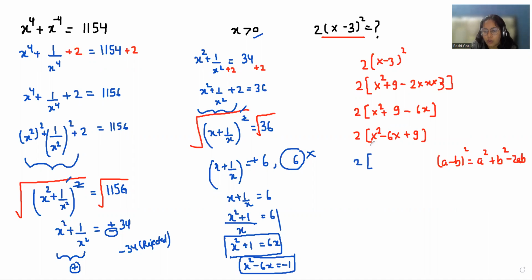And the value of x^2 - 6x is minus 1. So minus 1 plus 9 is 8, and 2 times 8 is 16. So the value of the expression is 16.